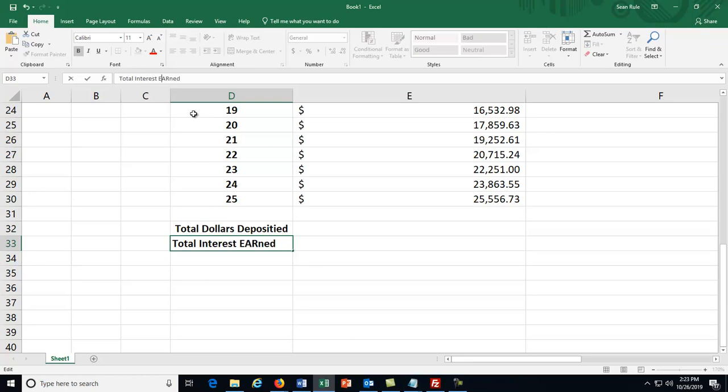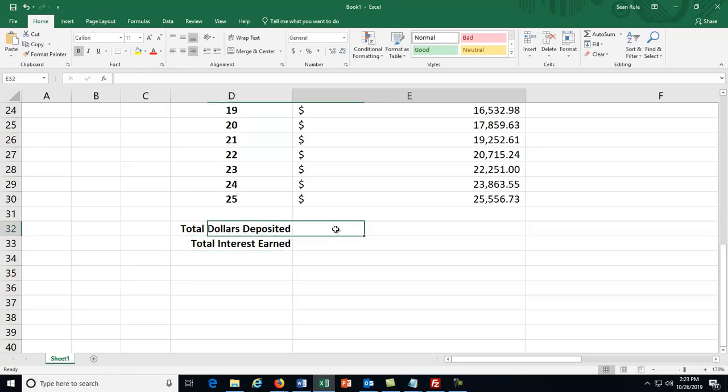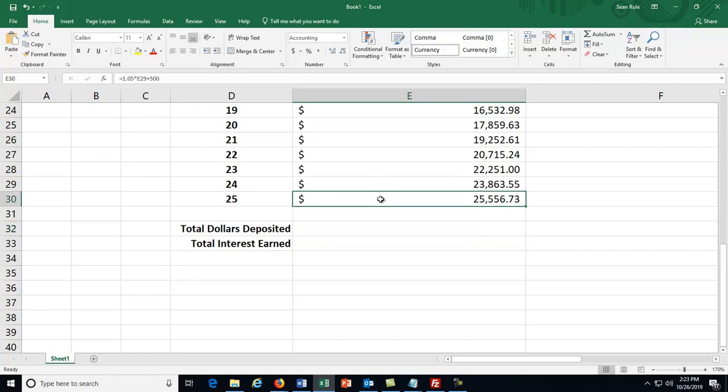Interest, and then earned, without yelling at you. Okay, good. And deposited is still not spelled correctly. Deposited there. Okay, so total dollars deposited. I'm not actually going to use the spreadsheet to do it. I'm going to think about this a little bit. Oh, you know what? I'm going to fix one more thing too.